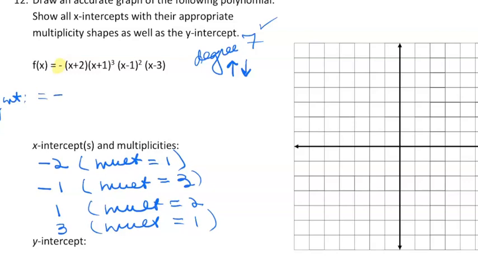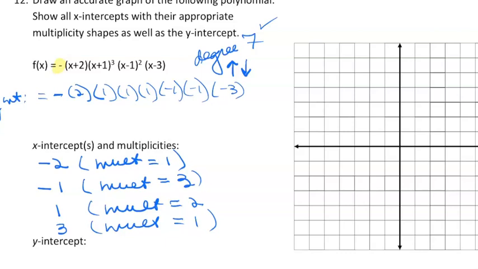I have a negative. Write that negative down. Put a 0 in for every single x. If I put a 0 in for x plus 2, I get a 2. If I put a 0 in for x plus 1, I get a 1, but I get 3 of them. So I'm going to go like this. If I put a 0 in for x minus 1, I get a minus 1, and I get 2 of them. If I put a 0 in for x minus 3, I get a minus 3.